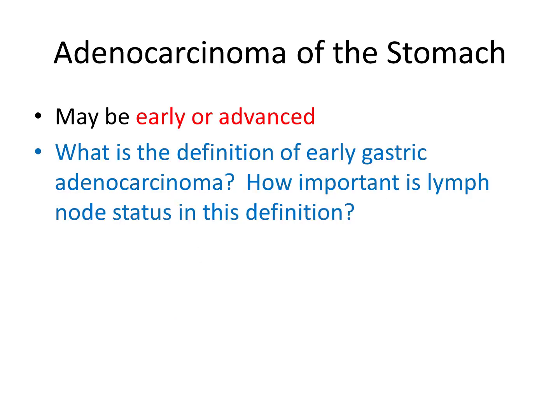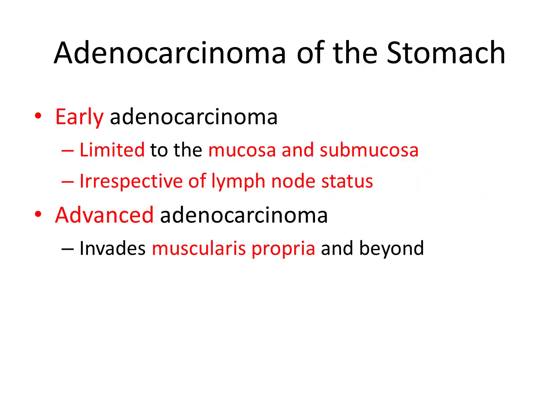From a staging perspective, gastric carcinomas may be viewed as either early or advanced. Consider these 2 questions. What is the definition of early gastric carcinoma? Also, how important is the lymph node status in this definition? Early gastric carcinoma refers to cases in which the tumor is limited to the mucosa or submucosa. Importantly, this classification is irrespective of the lymph node status.